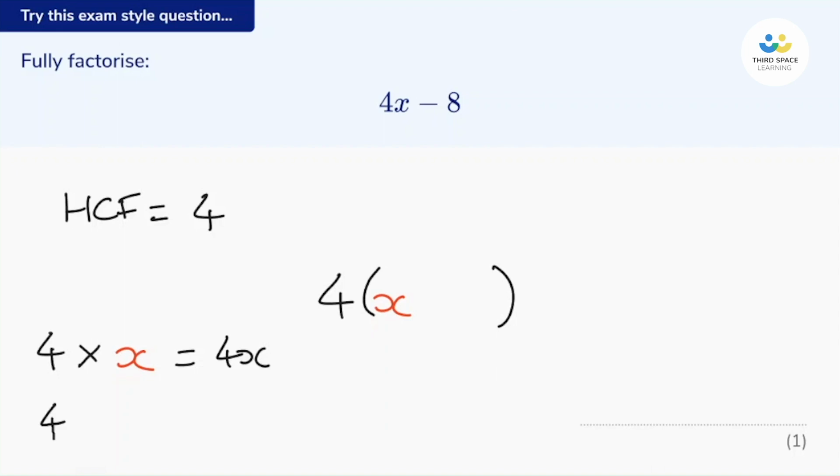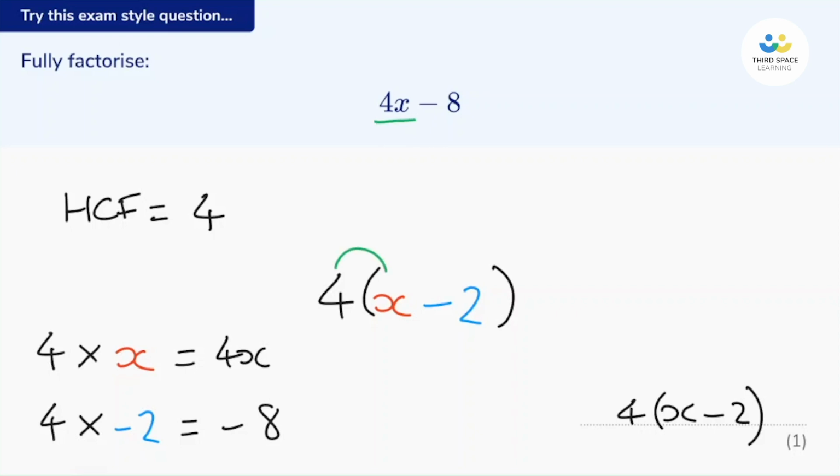In a similar way, let's think about what 4 multiplied by would give negative 8. Well, 4 multiplied by negative 2 is negative 8. So that goes there. And there we go. We have fully factorised 4x, take away 8. Now, the good news about this is we can make sure we got it right by expanding these brackets. So 4 multiplied by x is 4x. And 4 multiplied by negative 2 is negative 8. And it's worth 1 mark.